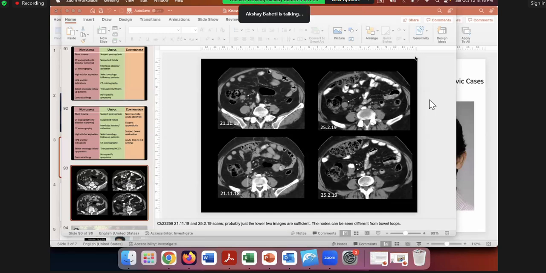Atharva is asking, why use positive contrast? Because as I showed Atharva, you need that bowel distension. You can use neutral contrast also, fair enough. Not necessarily positive contrast, but you would use oral contrast.